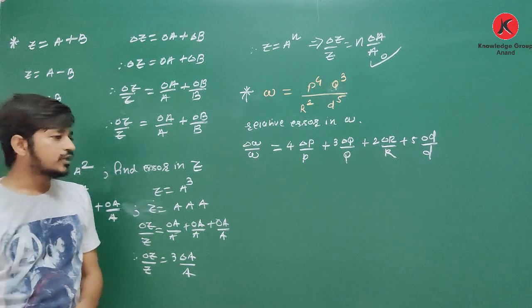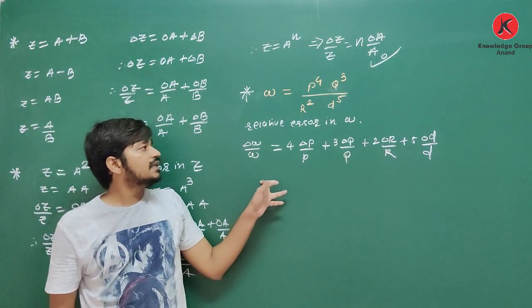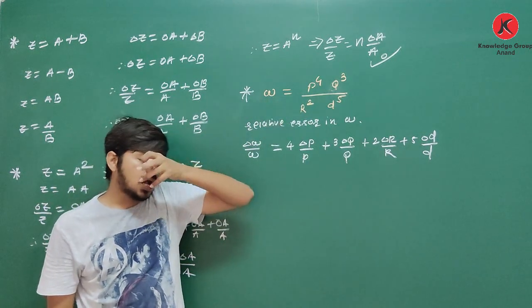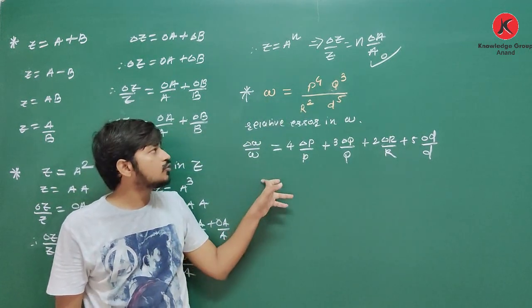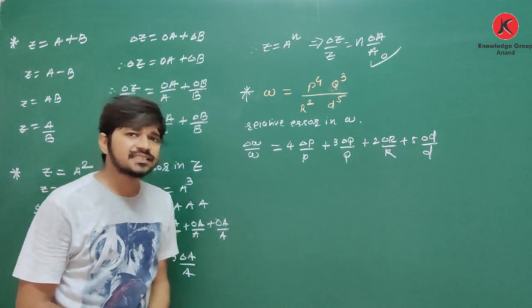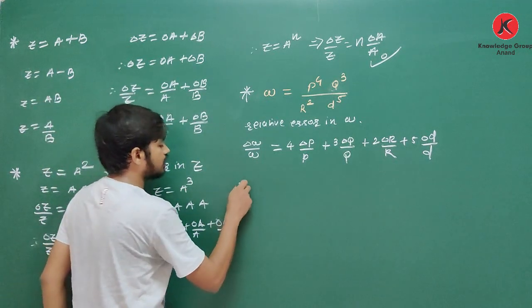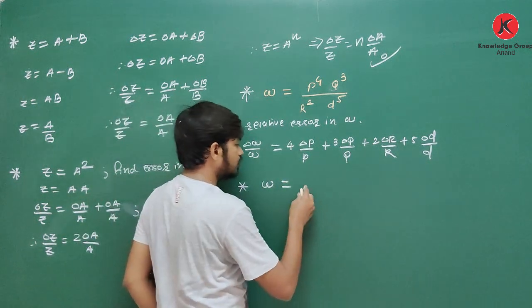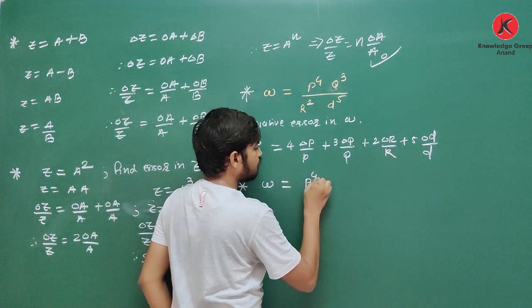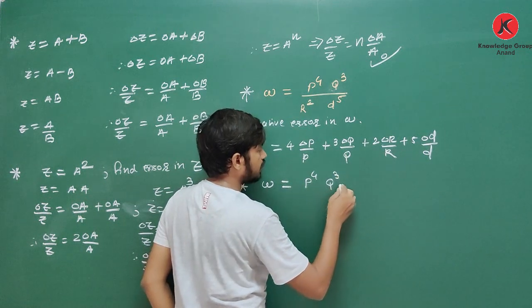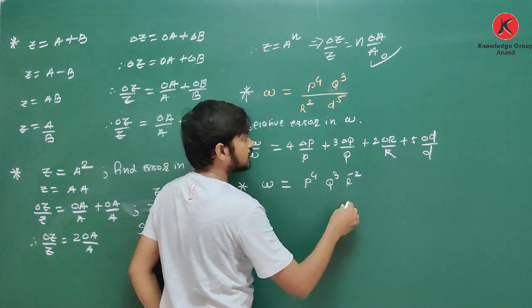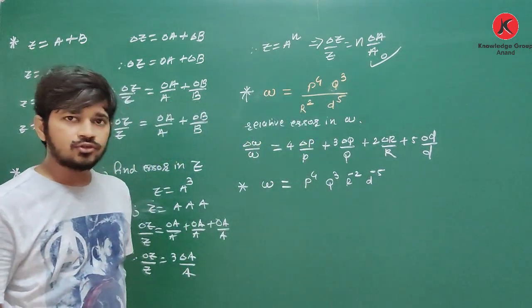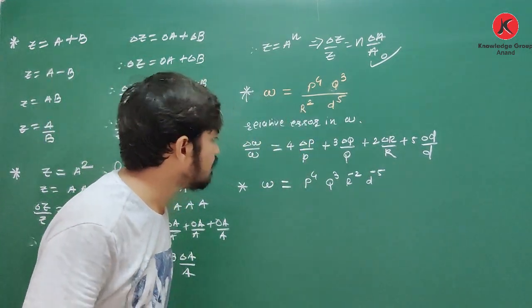Clear about this? So yes, it is about relative error in physical quantities. How to write such equations? Okay, if you are given a minus power, then don't worry about it. If W is equal to P raised to 4, Q cube, R raised to minus 2 and D raised to minus 5, then do you have to consider the minus power?